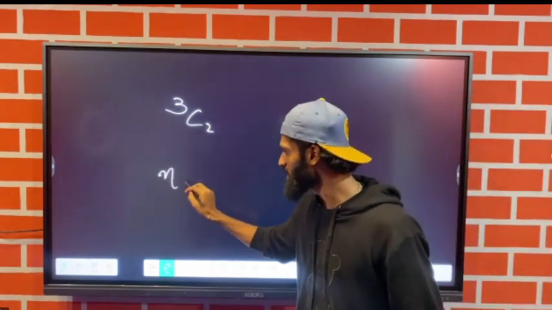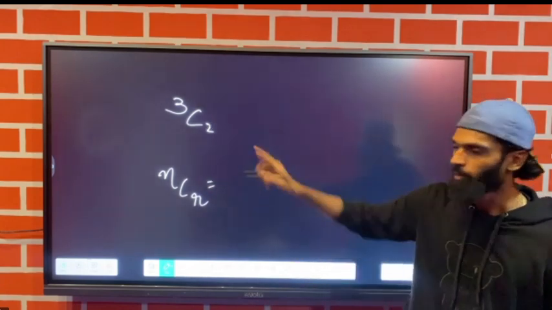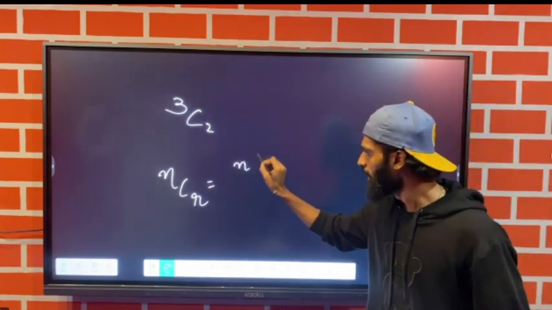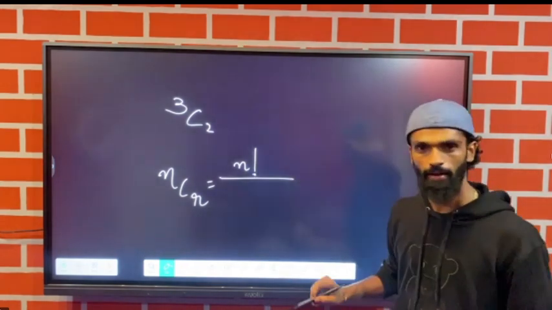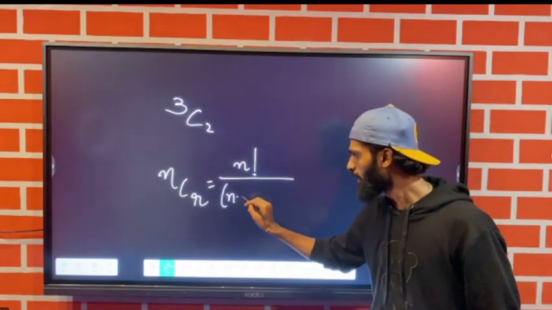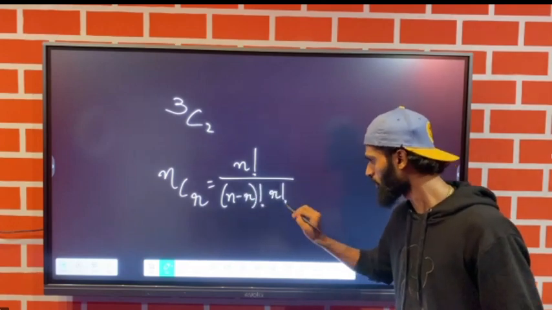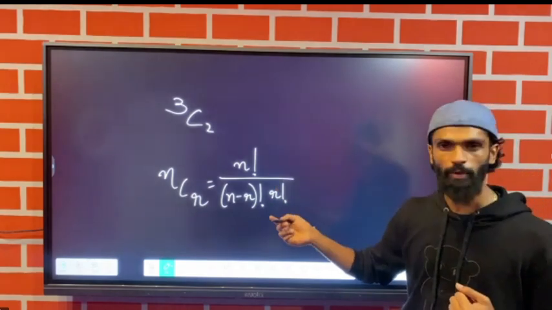The general formula is, let's say, NCR. N is top, R is the bottom. C means combination. The formula goes like this: N factorial divided by N minus R factorial into R factorial. You'll get confused, I know. And first of all, I don't know if you guys know the meaning of factorial.